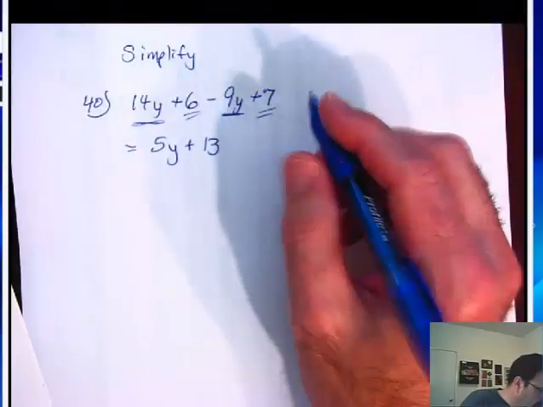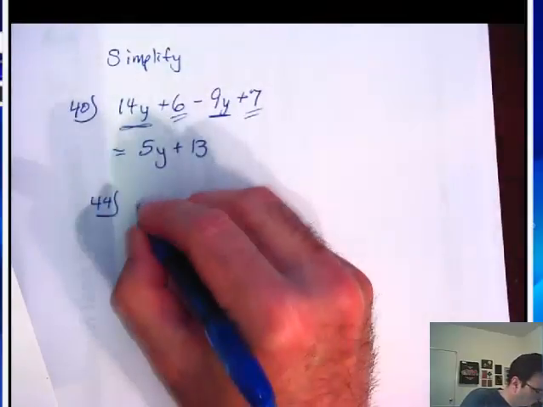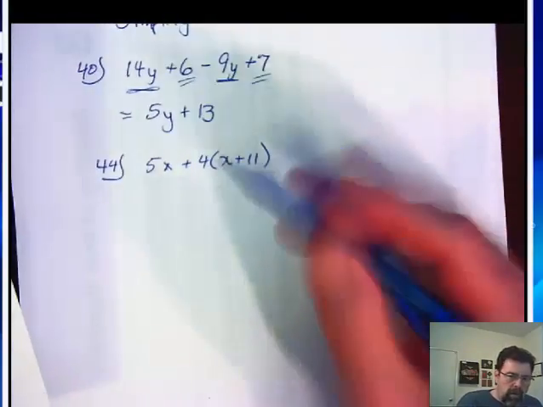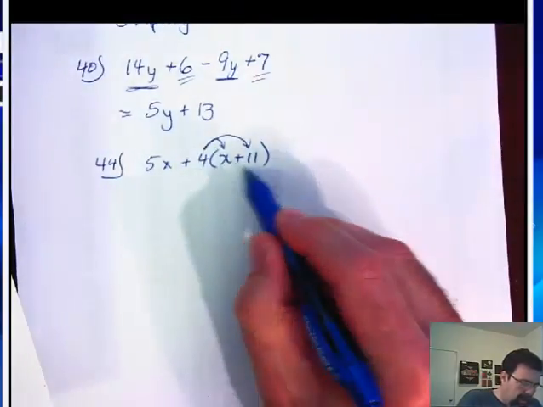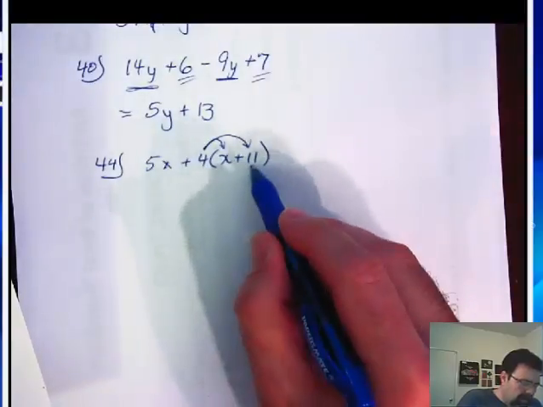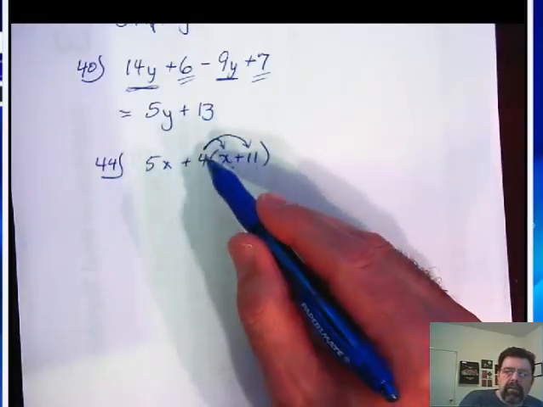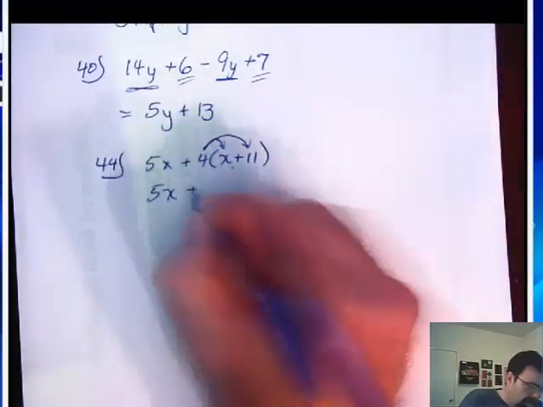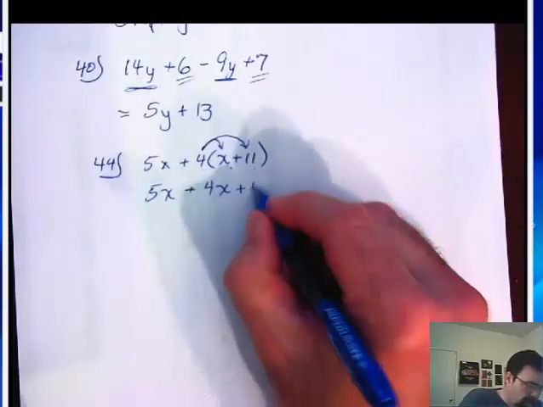And let's try number 44. 5x plus 4 times x plus 11. So my first thing, using order of operations, I want to get rid of these parentheses. Now since I can't work inside, I don't know what x plus 11 is since I don't know x. They're not like terms, can't combine them. So my way around it is I do the distributive property to get rid of these parentheses. So I'm going to take 4 times x, which is 4x, 4 times 11, which is 44.